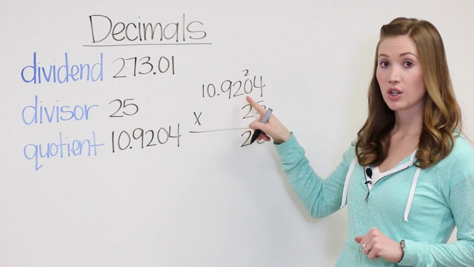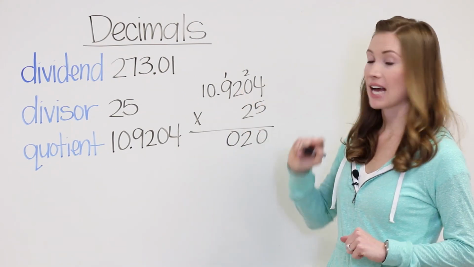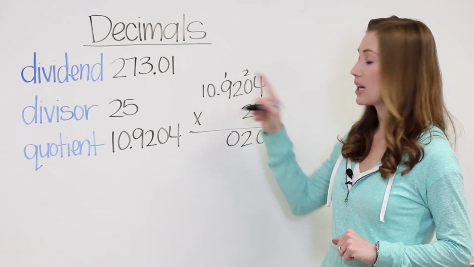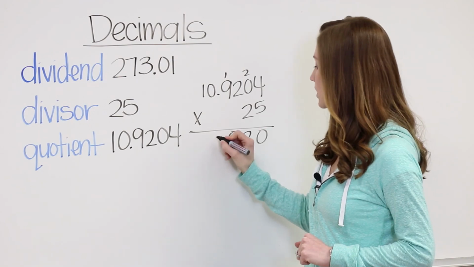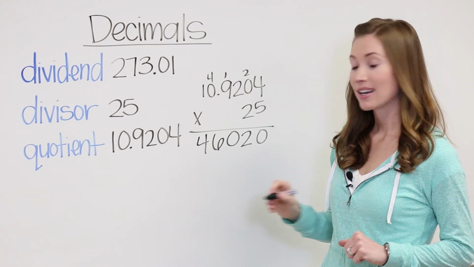5 times 2 is 10. We write the 0, carry the 1. 5 times 9 is 45, plus 1 is 46. We write the 6, carry the 4. 5 times 0 is 0, plus 4 is 4, and 5 times 1 is 5.